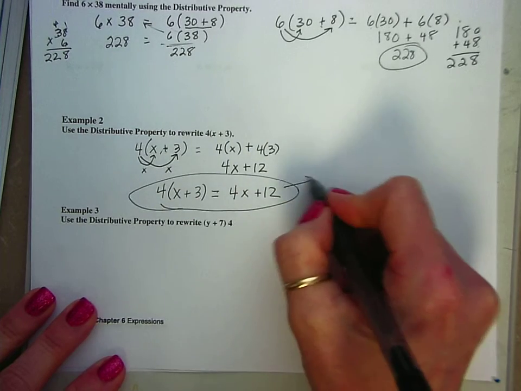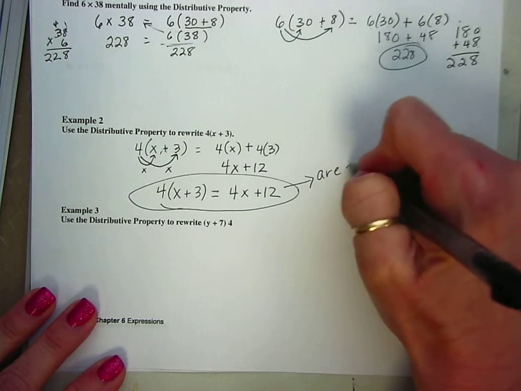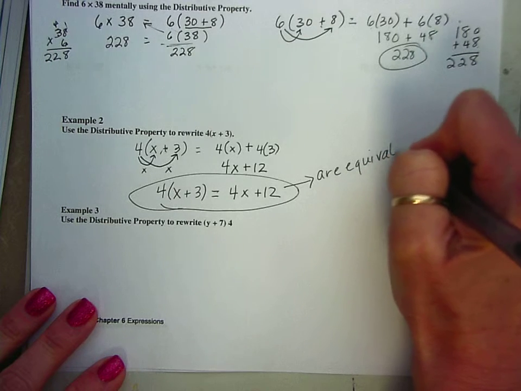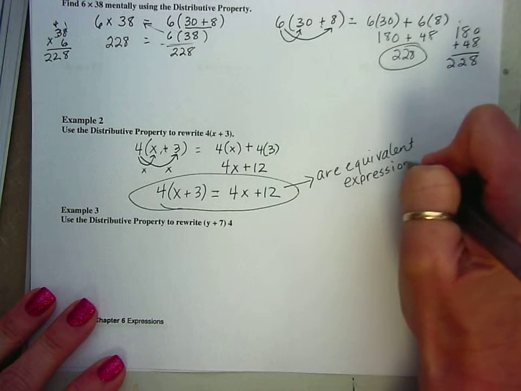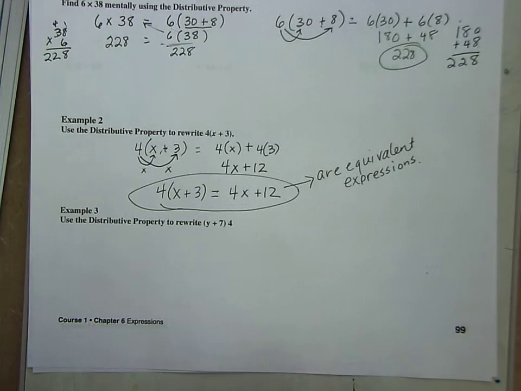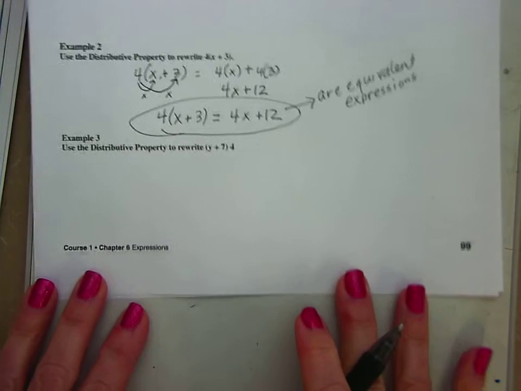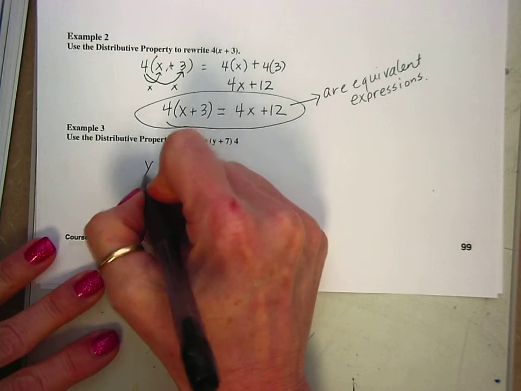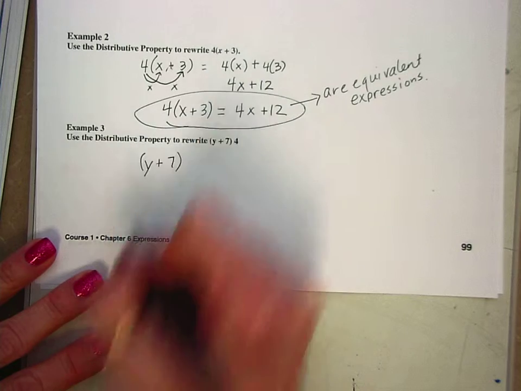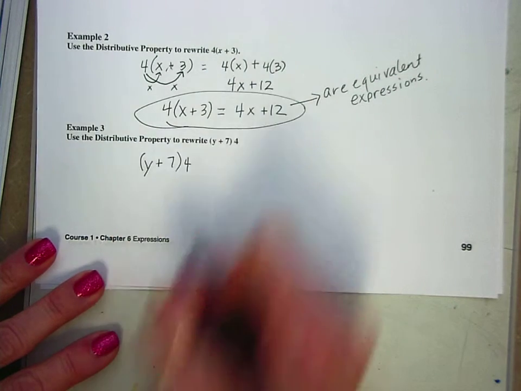These are equivalent expressions. It doesn't matter if the number is on the right of the parenthesis. Let's look at example number 3. So we're going to rewrite using the distributive property: y plus 7 inside parentheses times 4.